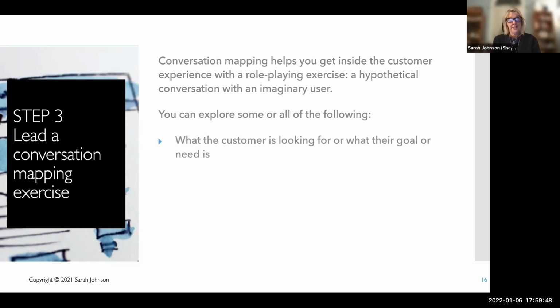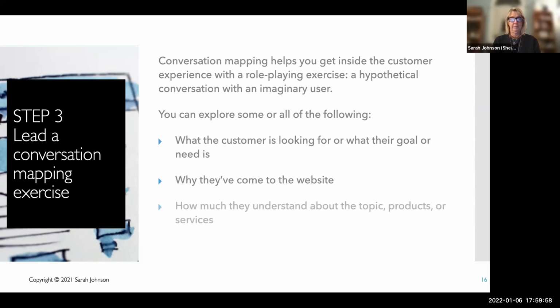It includes what the customer is looking for or what their goal or need is, why they've come to the website, how much they understand about the topic, products or services, and how they talk, what words they use, what tone, and what voice.